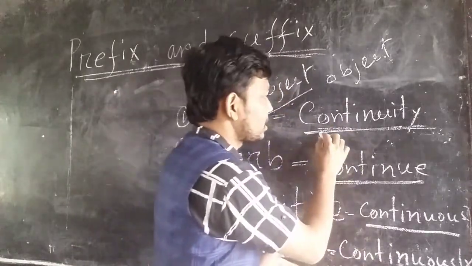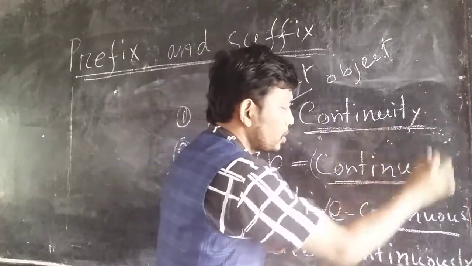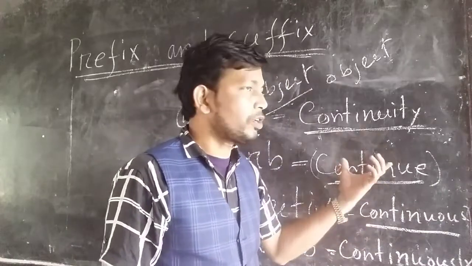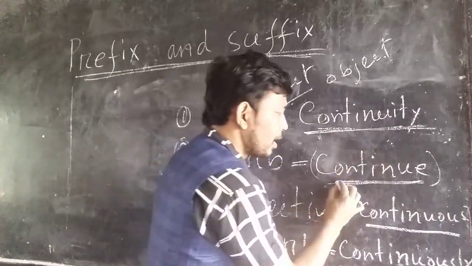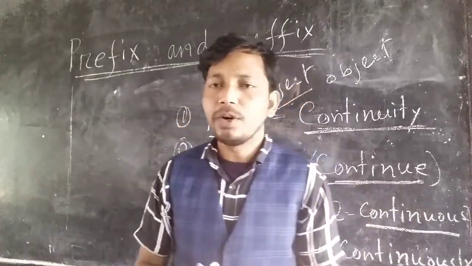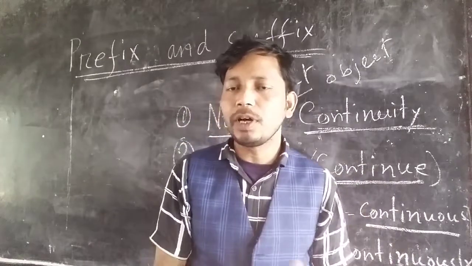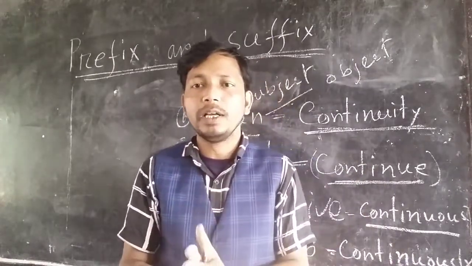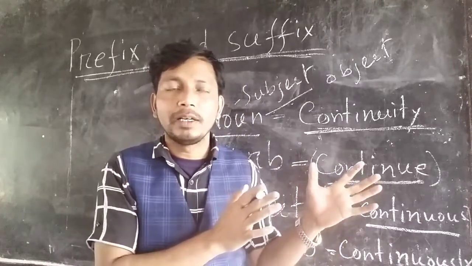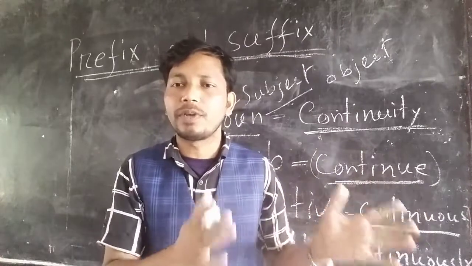Then if you see that one word is given, continuity is given at the position of verb. Then you have to write this word continue, because this is the verb position. So if you see that continuity is in verb position, you have to write verb. And if you see a word given in the bracket at the noun position, subject position, then you have to write noun.